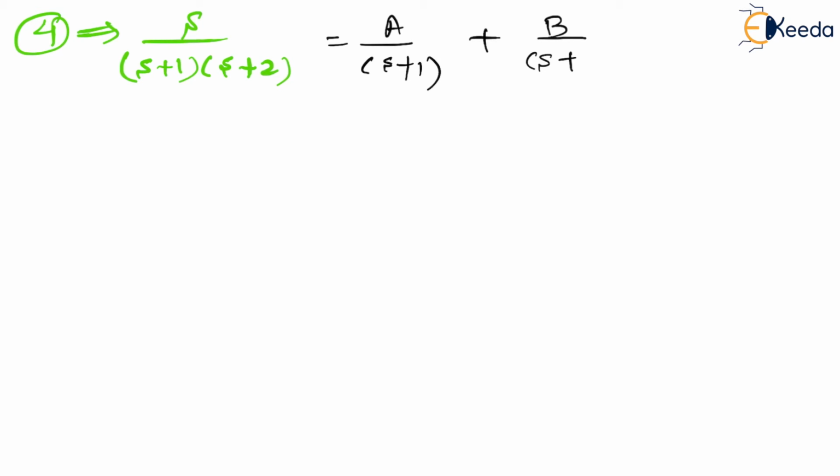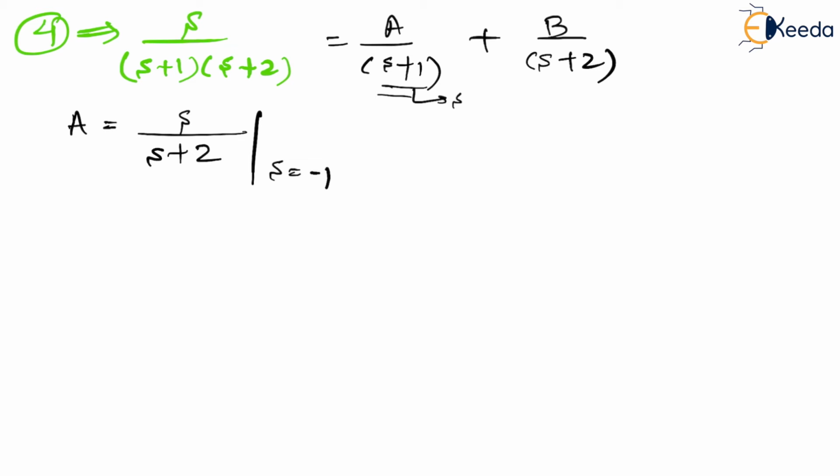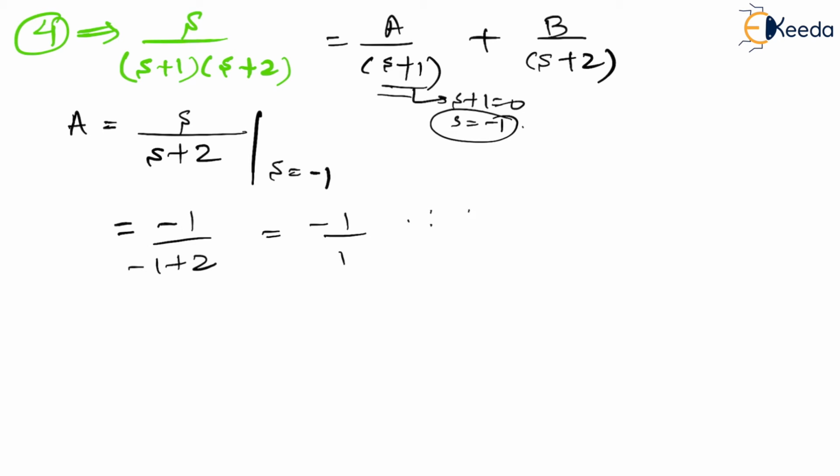Anyways, so this becomes s plus 1 to s plus 2. Right? How to find a here? Very simple. To find a, write the whole LHS, s upon, except whatever is there below a. Below a I have s plus 1, so I will ignore s plus 1, I will only write s plus 2, at s equal to minus 1. How did you get this? By equating it to 0. S plus 1 equal to 0, so s equal to minus 1. So it becomes minus 1 upon minus 1 plus 2, which is minus 1 upon 1. Therefore you get the value of a as a equal to minus 1. Is that correct? Yes.